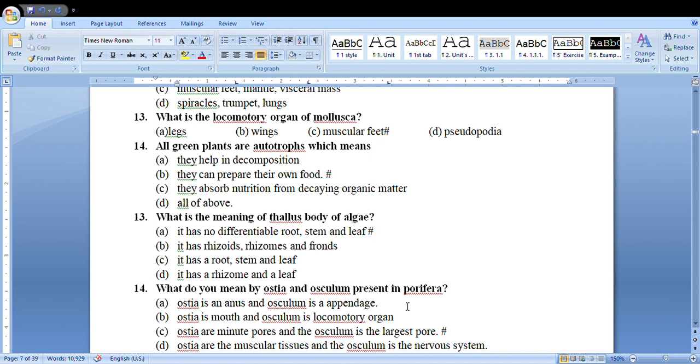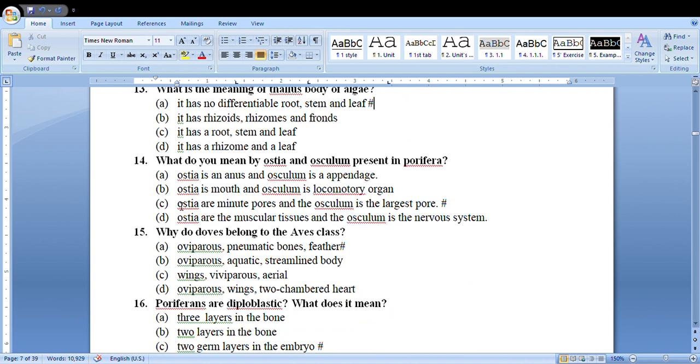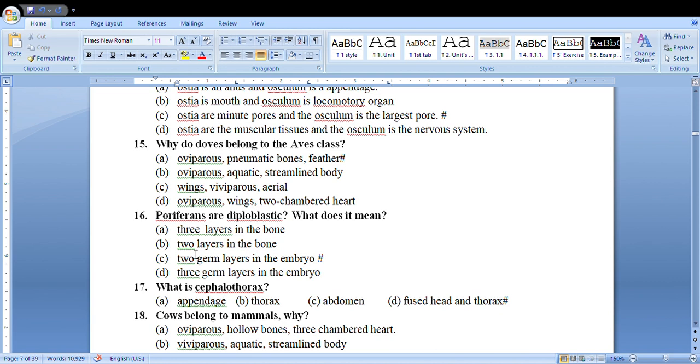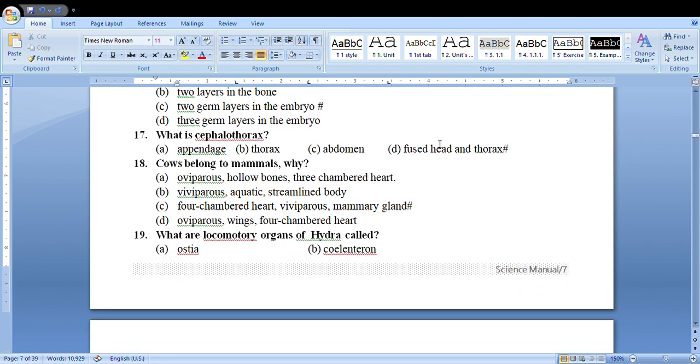What do you mean by ostia and osculum present in porifera? Correct answer, ostia are minute pores, smaller pores, and osculum is largest pore. Why do doves belong to class Aves? Because they are oviparous, they have pneumatic bones and feathers. Pneumatic bone means spongy bone, hollow bone. Poriferans are diploblastic. What does it mean? It means two germ layers are present in the embryonic stage. What is cephalothorax? Fused head and thorax is called cephalothorax. Thorax means like chest region.